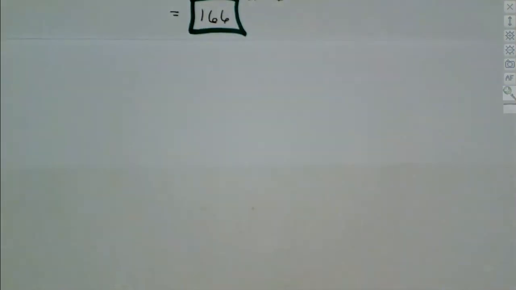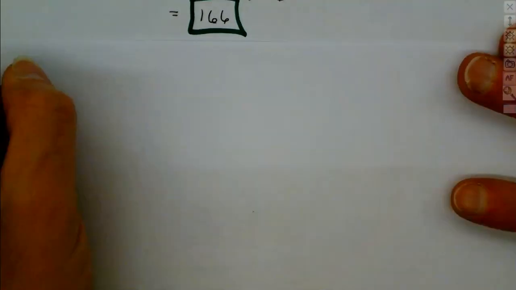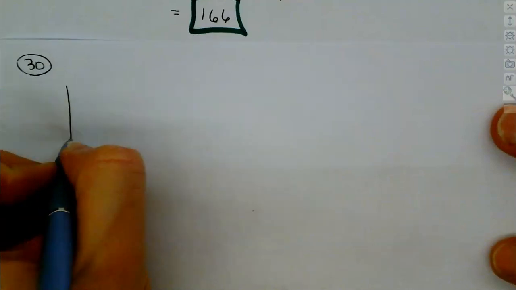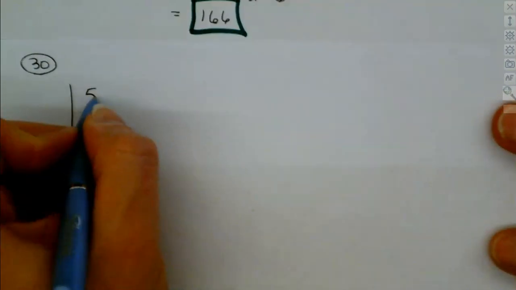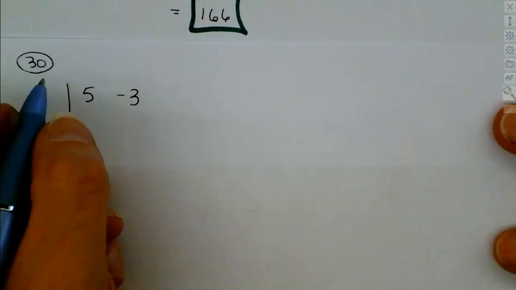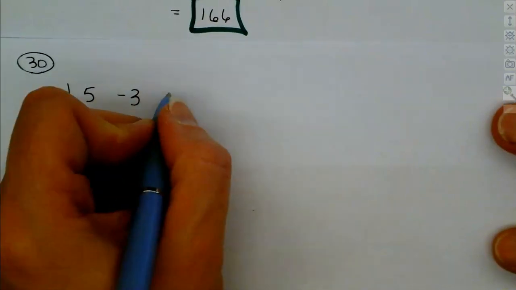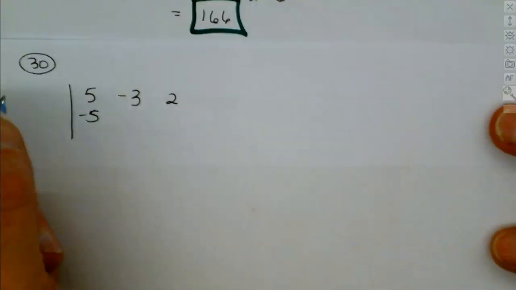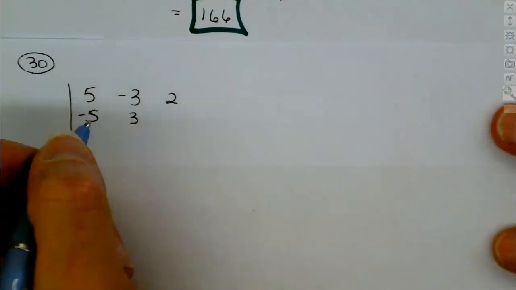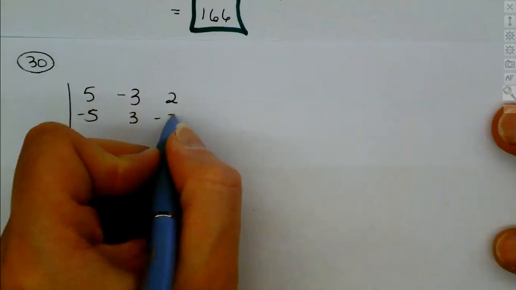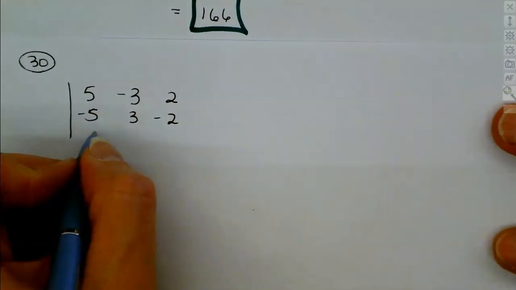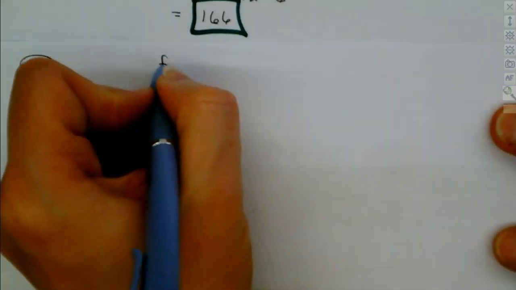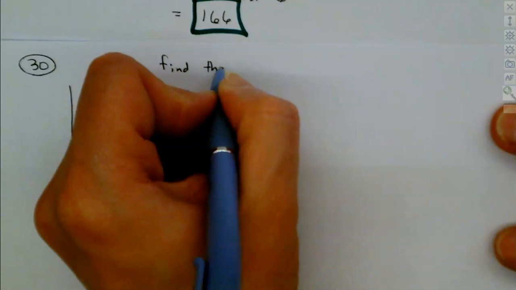How about we look at question 30? We've got 5, minus 3, 2. We've got a minus 5, 3, minus 2. 1, 0, and 1. And again, we want to find the determinant.